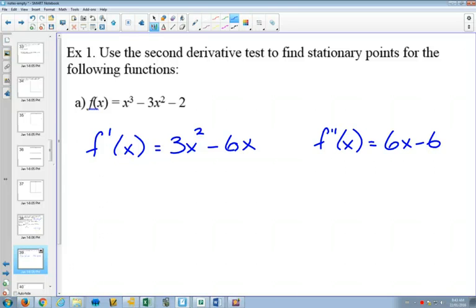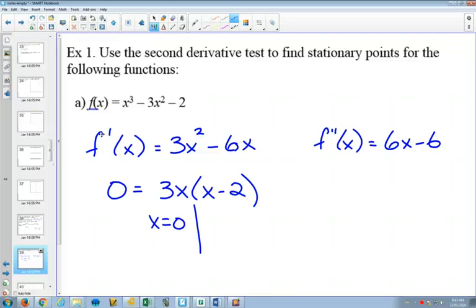Now to find a stationary point, our first derivative needs to be equal to 0. If we set that equal to 0, we can factor this. And we get x equals 0 and x equals 2.